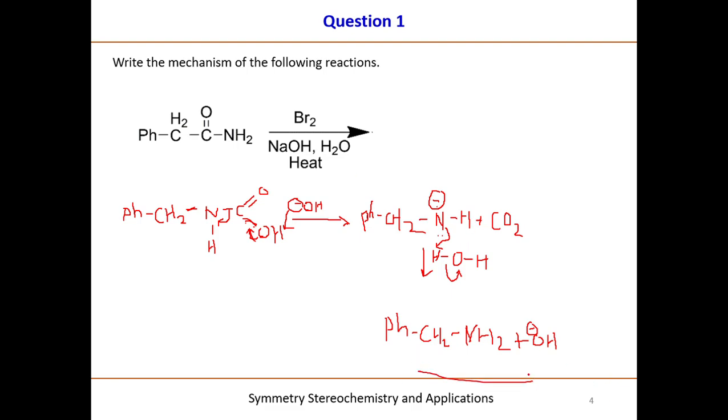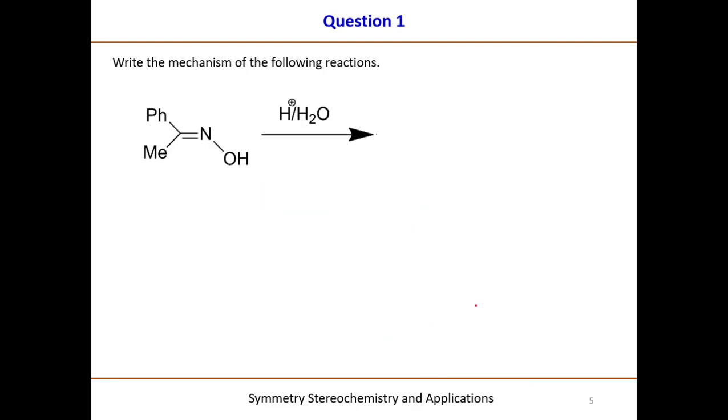I hope all of you are clear on this rearrangement reaction. Now let's talk about the next one. Which type of rearrangement reaction is this? This is the Beckmann rearrangement reaction. So what happens in the Beckmann rearrangement reaction? An oxime, which you can see here, is converted to an amide.